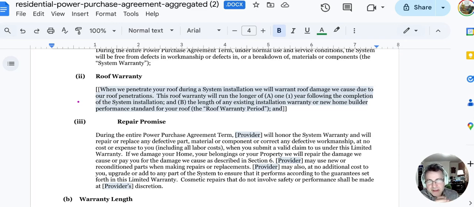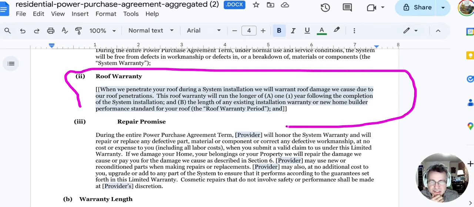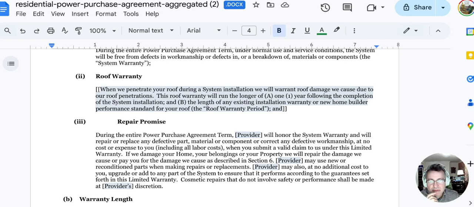Almost every system, they're going to have to drill holes in your roof to install the panels. Some have a system where they kind of hang on, but almost all the rest of them, they're going to have to drill holes in your roof. And if they drill holes in your roof, bad things can happen in terms of water. So they say that after they install this, they're going to guarantee it for any damage that they cause from roof penetrations. And once it's installed, the roof warranty will be the longer of 1 year after they install it, or the length of the existing installation of the home builder.